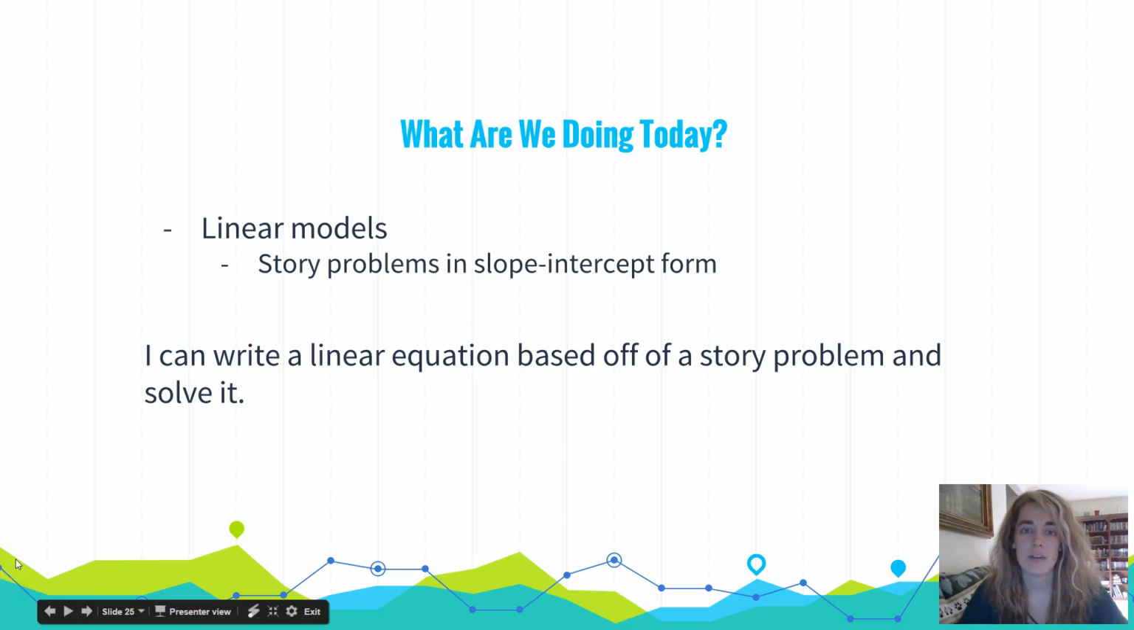All right, today we have the dreaded story problem. We're going to be dealing with linear models and story problems specifically in slope-intercept form. You should be able to write an equation if I give you a story problem with a linear example after this lesson.